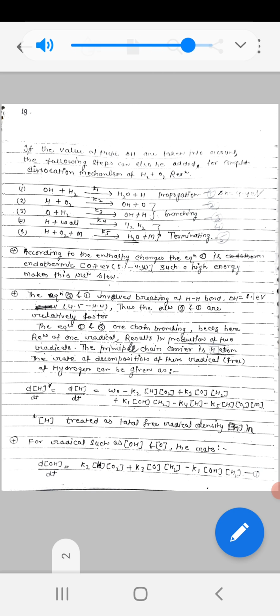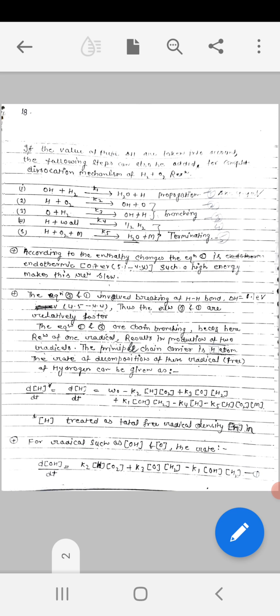If the values of these delta H are taken into account, the following steps can also be added for the complete dissociation mechanism of the hydrogen and oxygen reaction. First, OH combines with hydrogen so that a hydrogen free radical and a water molecule are formed. This occurs with rate constant K1. In the second step, the hydrogen free radical formed reacts with an oxygen molecule and forms an oxygen free radical and OH.